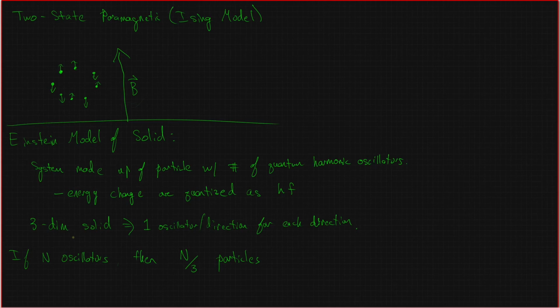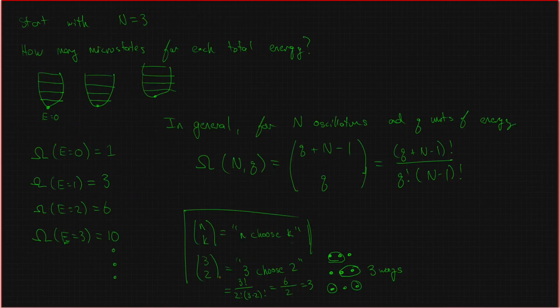So every single particle is going to have one oscillator corresponding to every single dimension or direction. So for a 3-dimensional solid, if you have n oscillators, we'll usually refer to a solid in terms of its number of oscillators, then it has n over 3 particles because every single particle has 3 oscillators, okay? So this is just a review from last time.